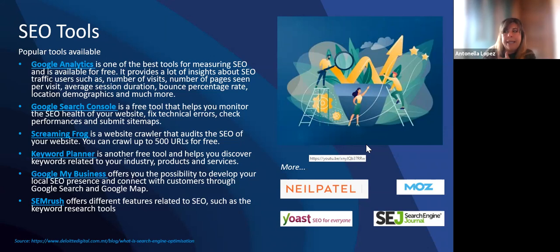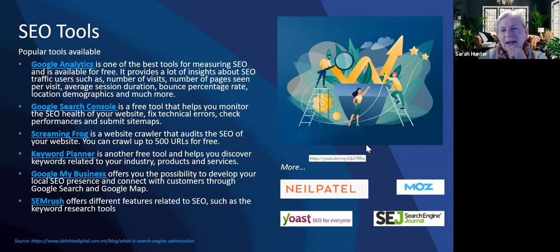There's a keyword planner link. Another free tool, and it helps you discover keywords related to your industry, your products, and your services. That takes a little bit of playing around and testing and trying things out. Google My Business, we talked about. Just let me ask, who has a really good understanding of what are the keywords that are used in your industry?